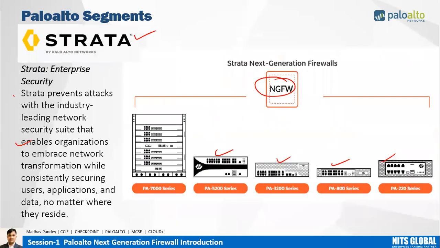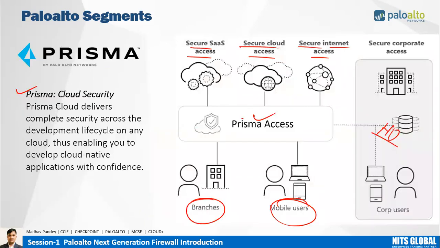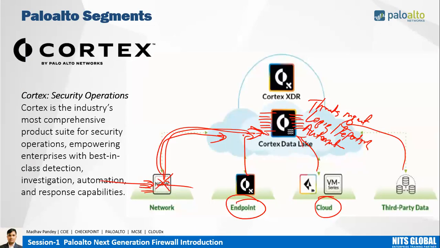All right, so again, quickly, I repeat: Strata is your whole product line segment; Prisma is your whole cloud security solution; and Cortex is your centralized threat management, logging, automation, investigations, and so on. So these are the three segments in Palo Alto.